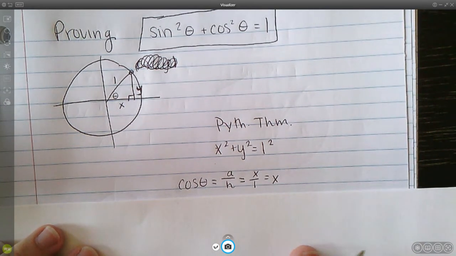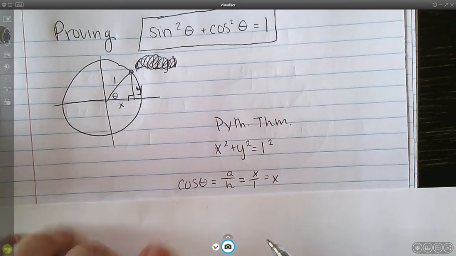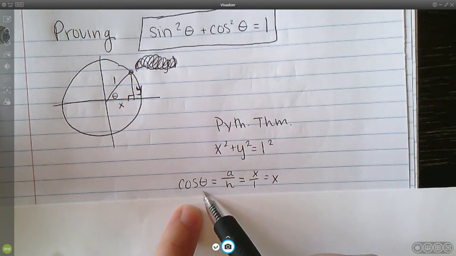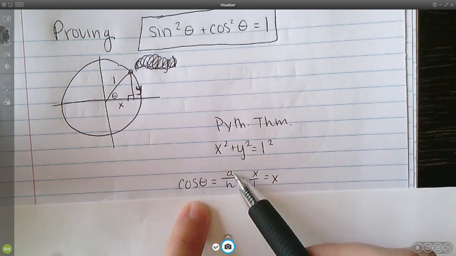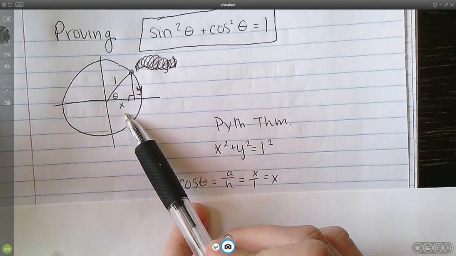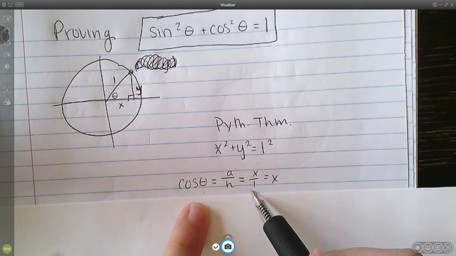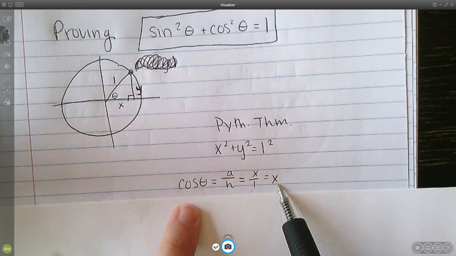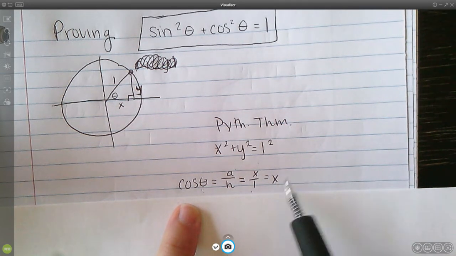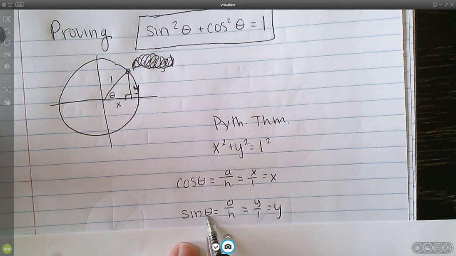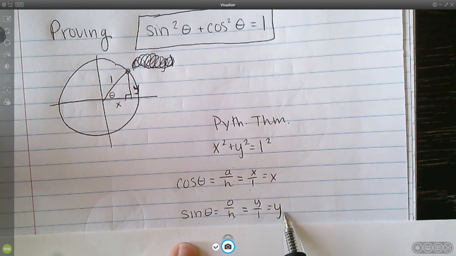So now we can use our trig ratios to rewrite this in terms of cosine of theta. Remember, cosine is adjacent over hypotenuse. From theta, adjacent is x, your hypotenuse is 1, so we have x over 1. So we have the cosine of theta equals x. We actually did something similar to this yesterday. Then we can rewrite it as sine as well. Sine of theta equals opposite over hypotenuse, which is y over 1, which equals y.